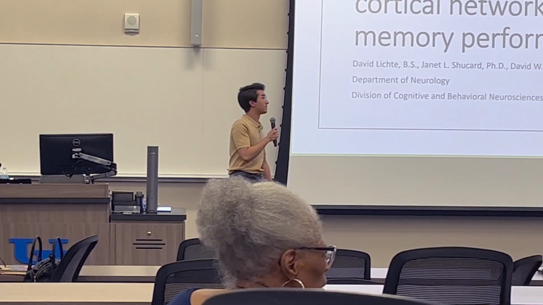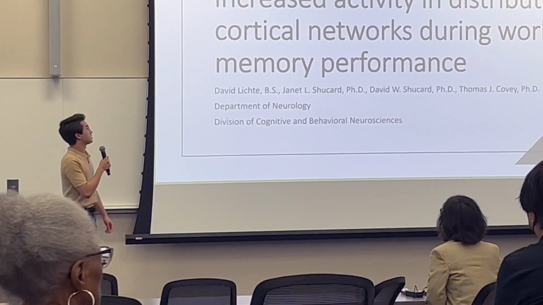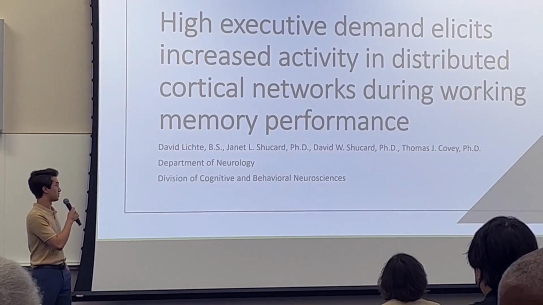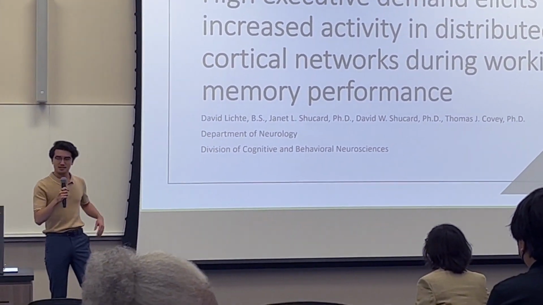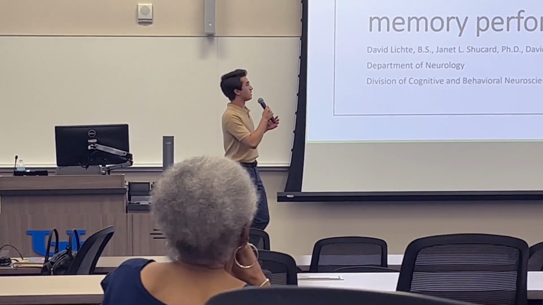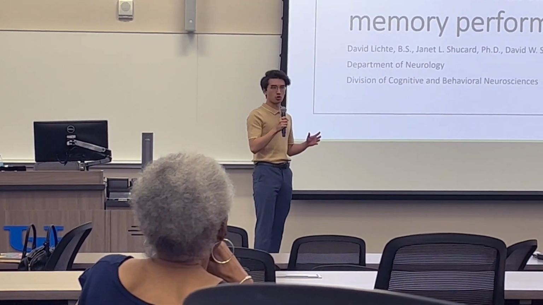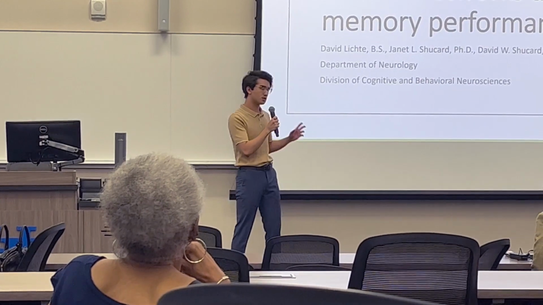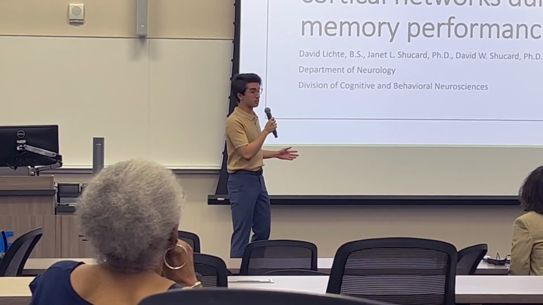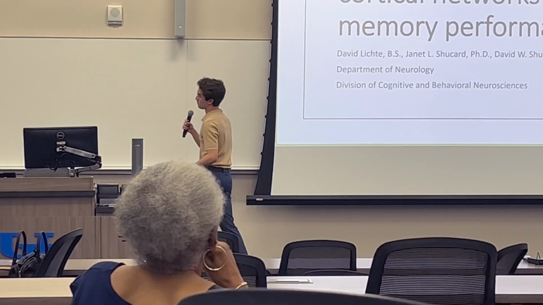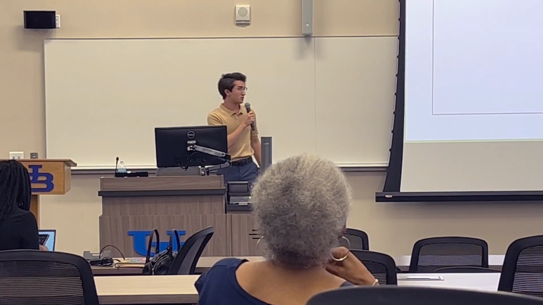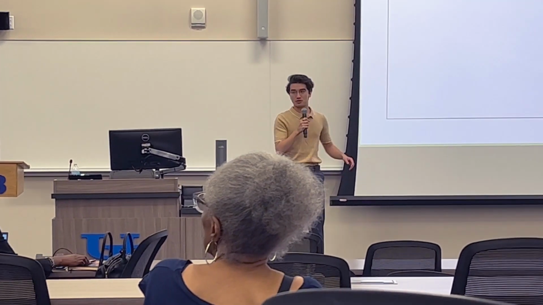So as Eli said, the title of my study is High Executive Demand Elicits Increased Activity in Distributed Cortical Networks During Working Memory Performance. That sounds like a bit of a mouthful, but the premise of this study is we're basically looking at the neural underpinnings of a specific cognitive process, called the central executive, and I'm going to get more into what that means in a few slides here. But we're going to start off with a few key terms and definitions.